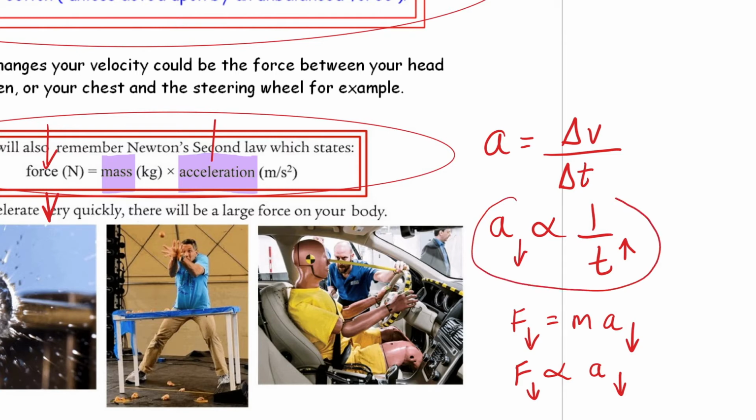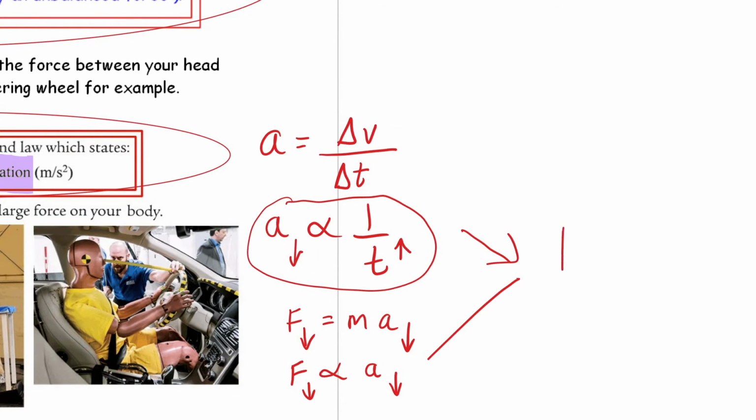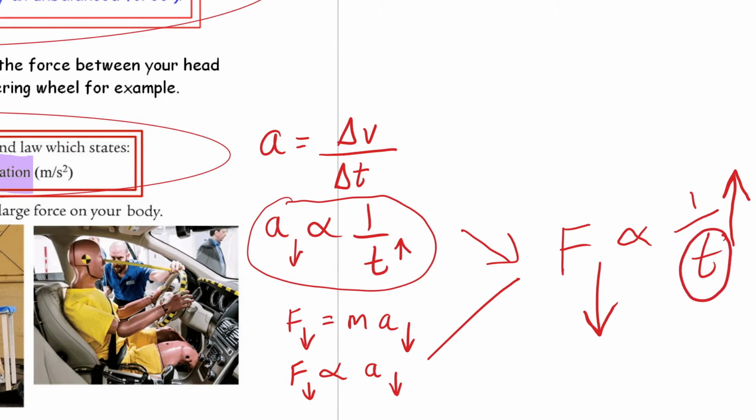I'm going back up here. We can say the time is inversely proportional to the acceleration. If we put those two together, what's the relationship then between the force and the time? Well, the bigger the time it takes to make the passenger stop, the smaller the force on the passenger or the driver. So the relationship there is inversely proportional. So what we're trying to do then is cushion the blow, increase the time of impact.